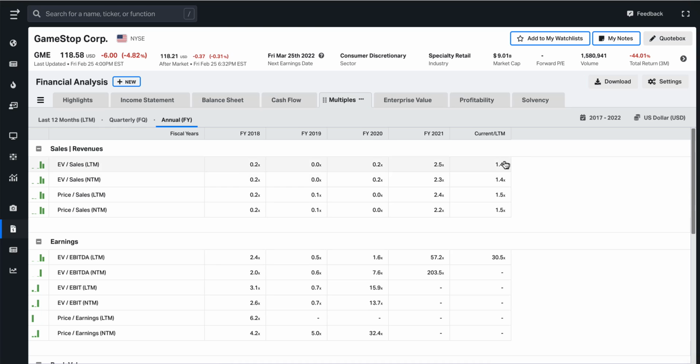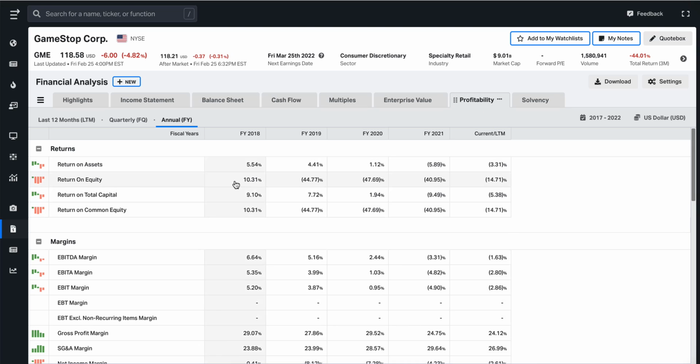The multiples of the company are rather low though, and they used to be extremely low in 2018 and 2019, but they are still pretty low. Anything below 3 is generally speaking good. The bad thing is that the company is not making any return on equity, so they cannot really use their equity to make money for stockholders. And so that's not a good thing here.